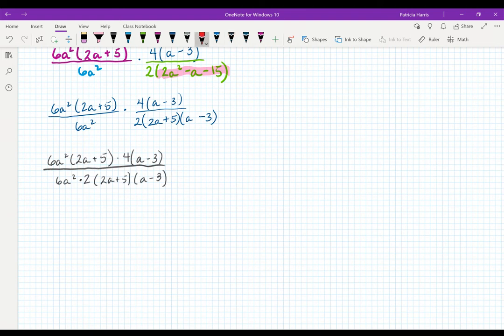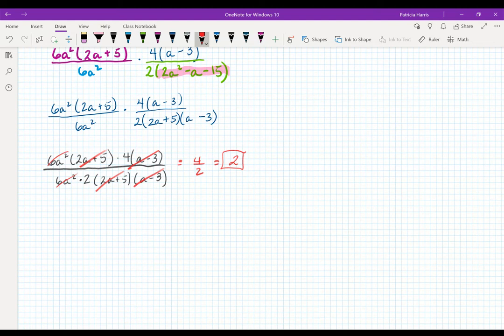Okay, so now I'm going to look for things that match, things that I can reduce. So let's see here. Right away, I have that. Then I have that. And then I have that. So it looks like I have 4 over 2 left. So that would be a 2. And there's my answer. That's it. All right.